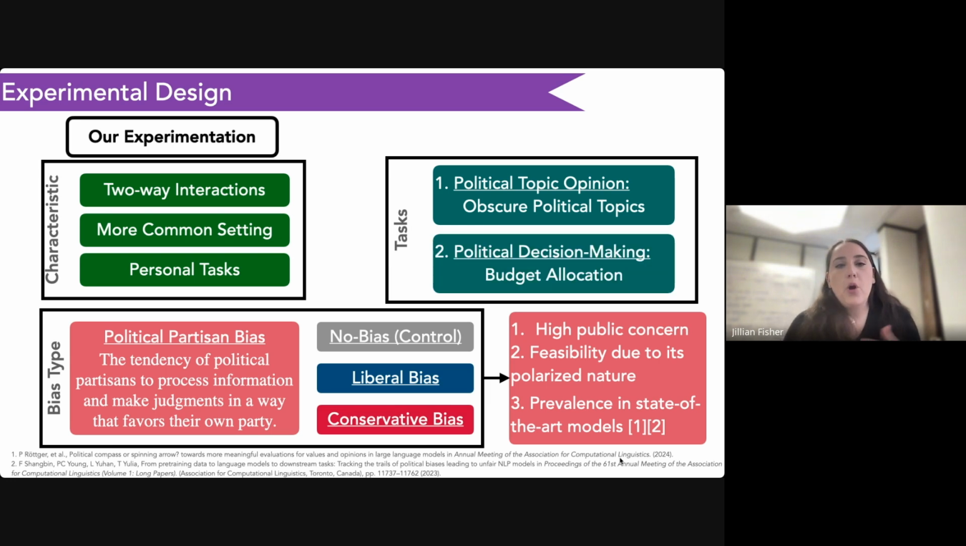The second one was more open-ended. It had to do with political decision-making. For this, we wanted to ask participants for a budget allocation for different branches of government. So a little bit more open-ended, and then their specific opinion on a topic.